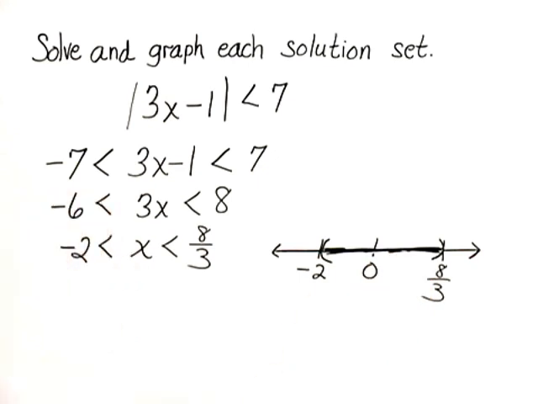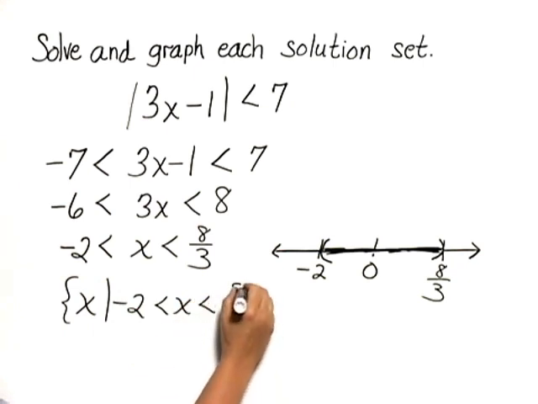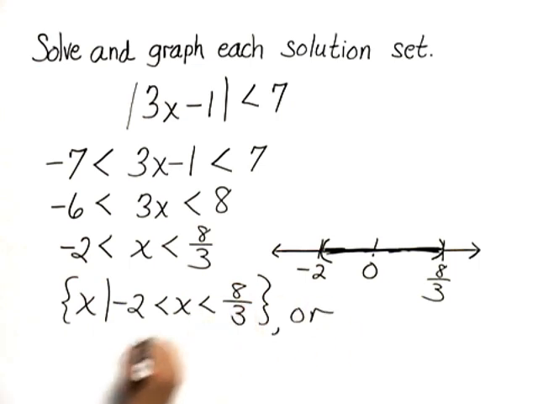Then we can write the answer using set notation as the set of all x such that negative 2 is less than x is less than 8/3, or using interval notation, we're looking at the interval from negative 2 to 8/3, not including either endpoint.